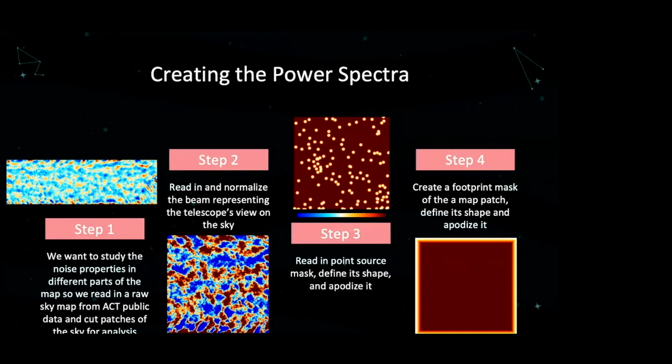In step 3, we read in our point source mask, which is basically a map of other things in the sky that we want to take out, or maybe use, depending on what you want to do with it. We define the shape of this mask and apodize it, which means we essentially roll the edges off to 0 or a number very close to 0. It's a transition, because when we do these Fourier transforms on our maps and data, you don't want anything with sharp edges.